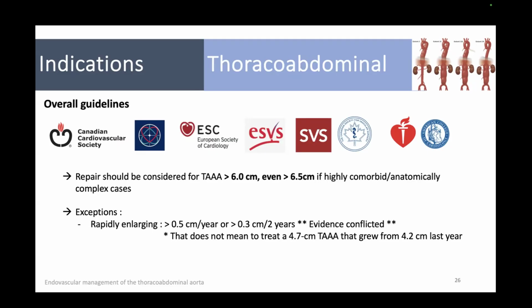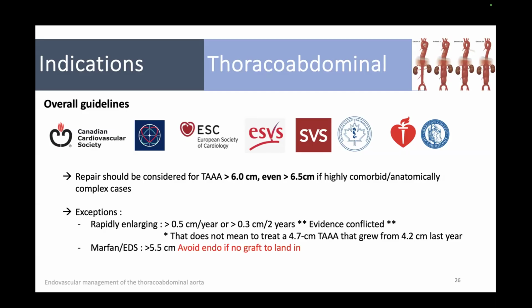So same thing as the thoracic segment, 0.5 centimeters, but over a year this time, or 0.3 centimeters over 2 years in a row. So 1 year, 0.3, 1 year, 0.3. This is a conflicted part of the literature. I would say if I have a patient that grows 0.3 one year, 0.3 the other year, and gets to 4.6 centimeters, I'm not even going to consider operating on them. So it really depends on the patient and the absolute size.